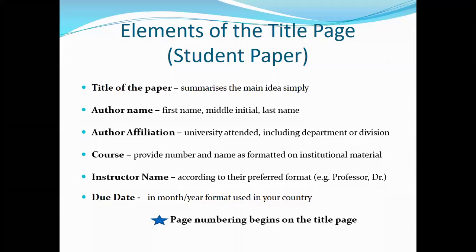And something else that I want to point out before I move on to the next slide is that page numbering begins on the title page. Okay, so it doesn't begin where your introduction is, it begins on that very title page.